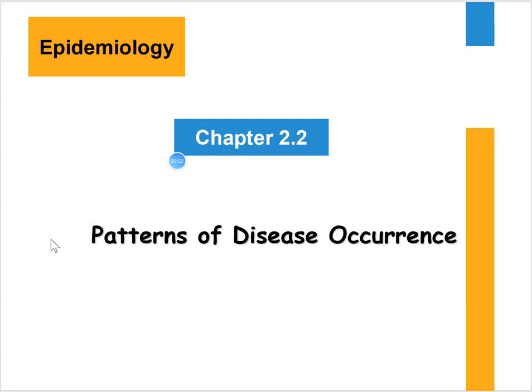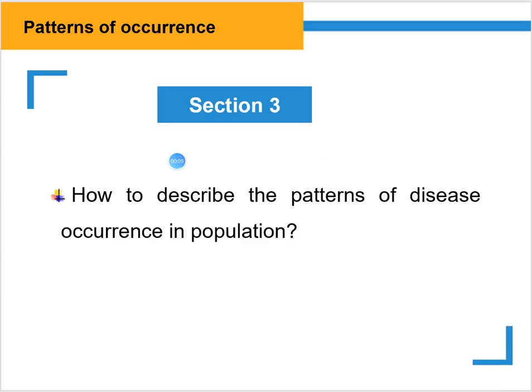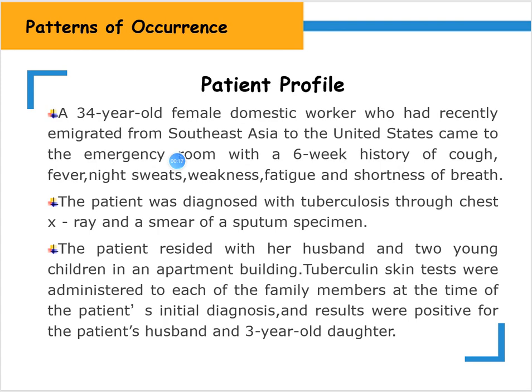Go on to Chapter 2, Patterns of Disease Occurrence. Section 3, How to describe the patterns of disease occurrence in population. First, look at the patient profile.